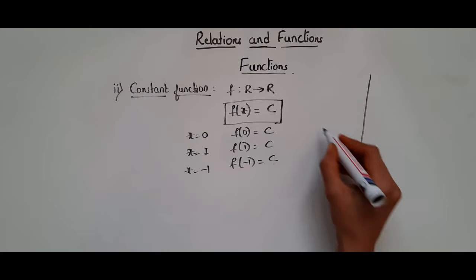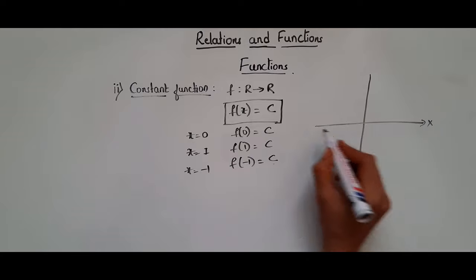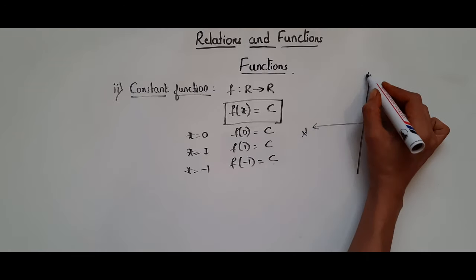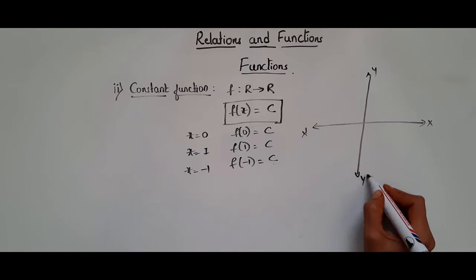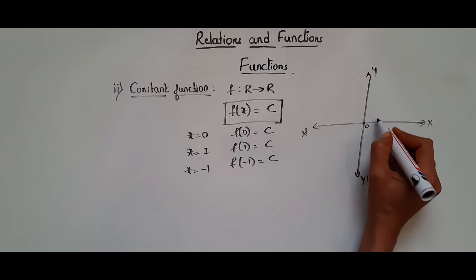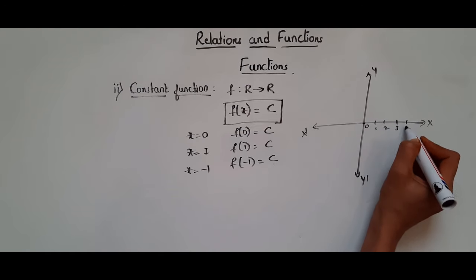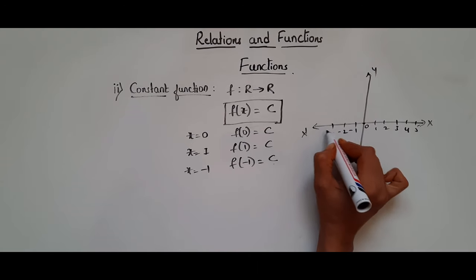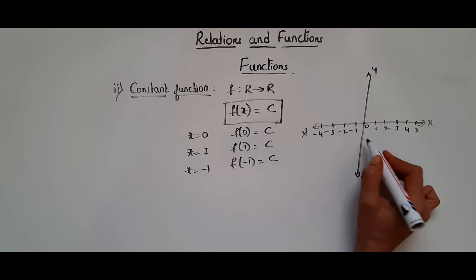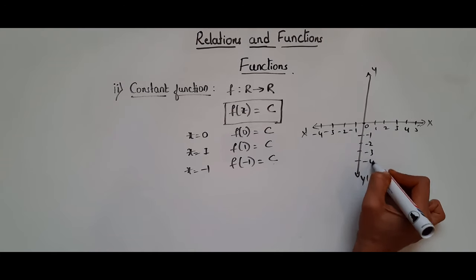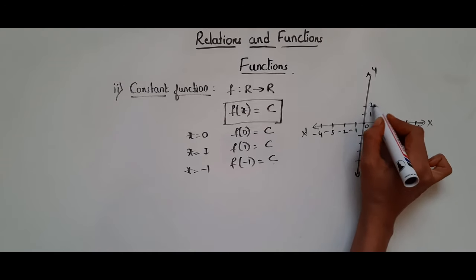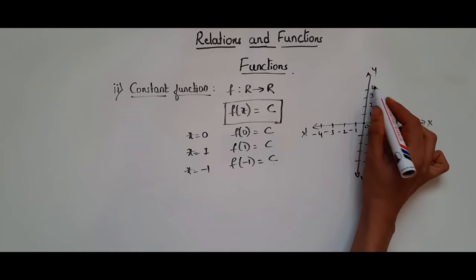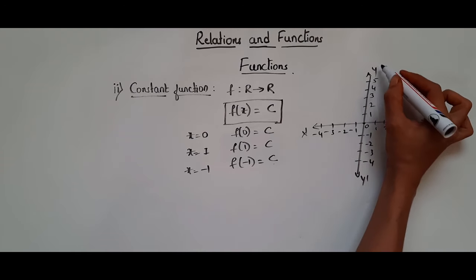Let's see how to represent that by graph. We have x, x dash, y and y dash. So this is the center 0, 1, 2, 3, 4, 5, minus 1, minus 2, minus 3, minus 4. Here we have minus 1, minus 2, minus 3, minus 4, and 1, 2, 3, 4, 5. So y is equal to f of x.